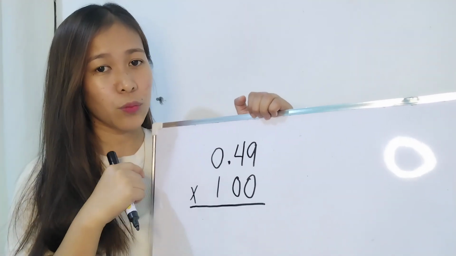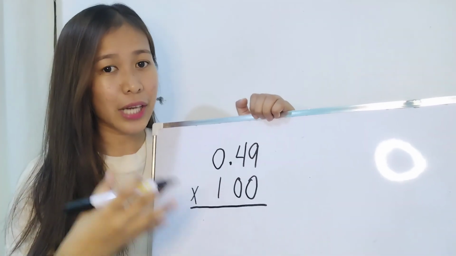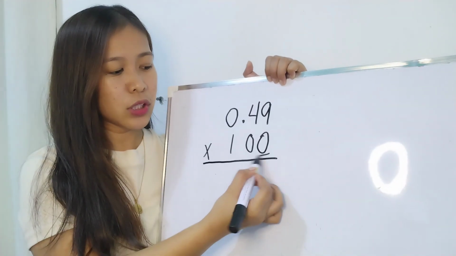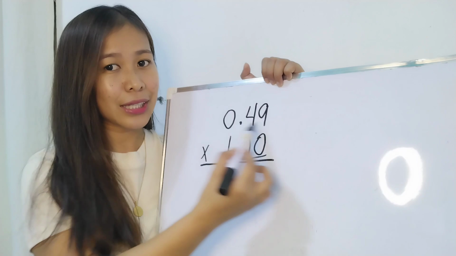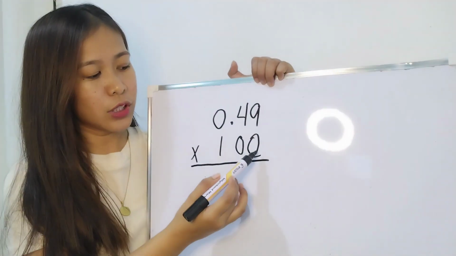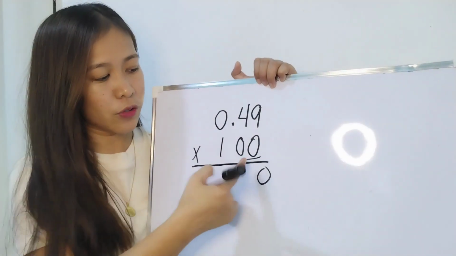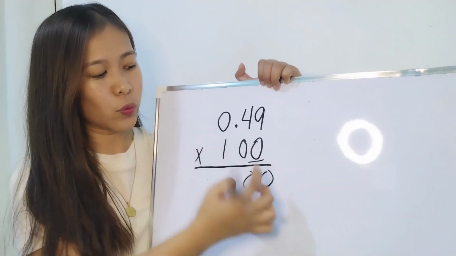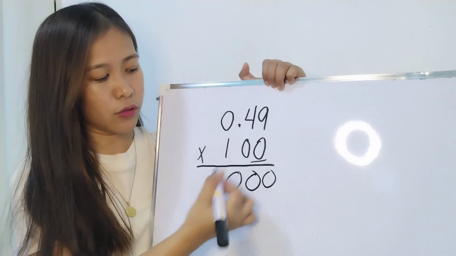So, the long method is to multiply them just like a whole number. Multiply mo lang sila na parang whole number. Unahin mo si 0, i-multiply sa lahat ng nasa taas, right? So, 0 times 0, of course, 0 yan. Rather, 0 times 9. 0 times 4, 0 as well. 0 times 0, that is 0, right?